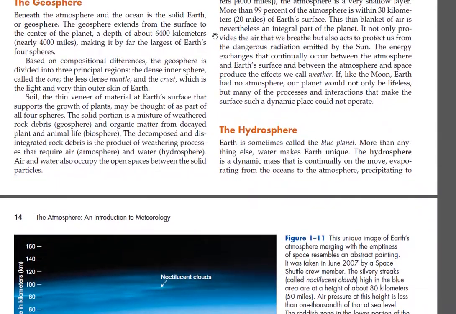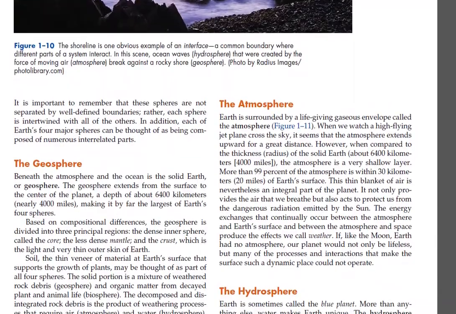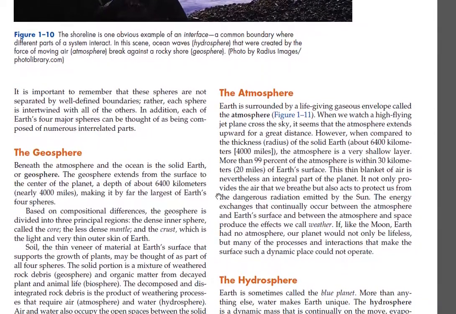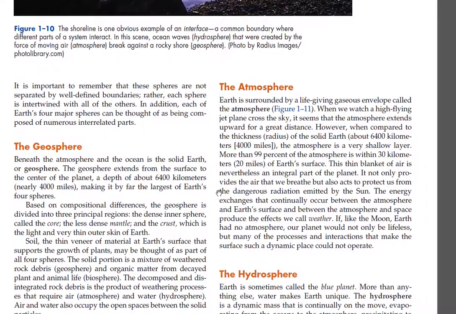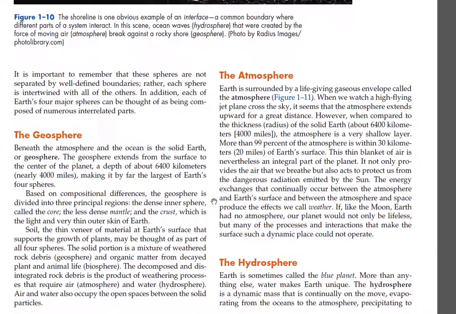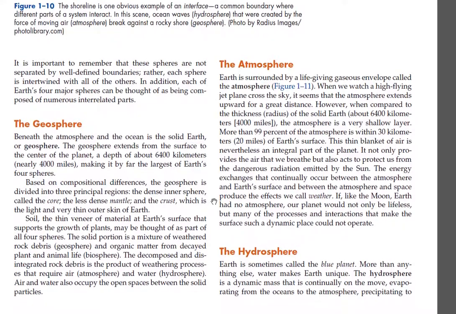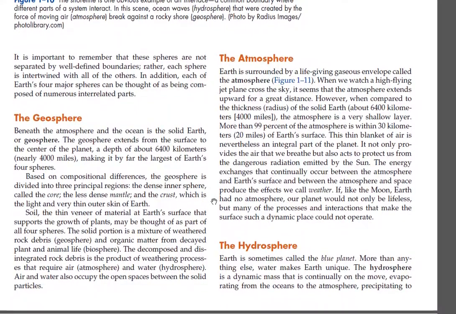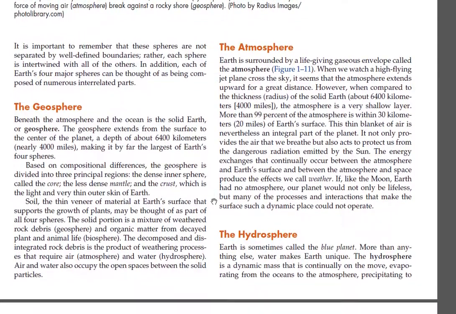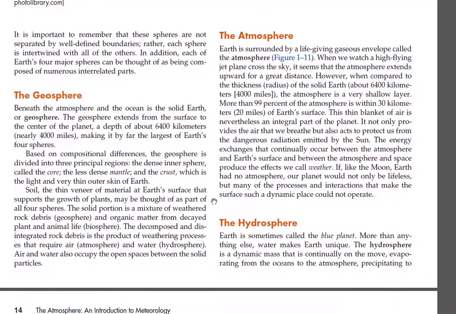This thin blanket of air is nevertheless an integral part of the planet. It not only provides the air that we breathe but also acts to protect us from the dangerous radiation emitted by the Sun. The energy exchanges that continually occur between the atmosphere and Earth's surface and between the atmosphere and space produce the effects we call weather. If, like the Moon, Earth had no atmosphere, our planet would not only be lifeless, but many of the processes and interactions that make the surface such a dynamic place could not operate.